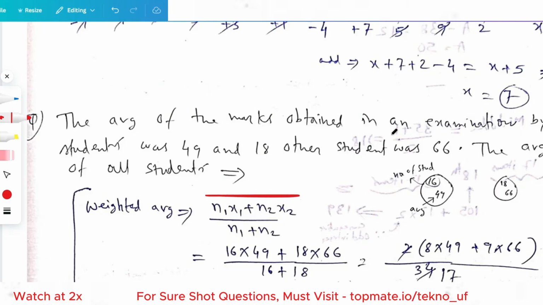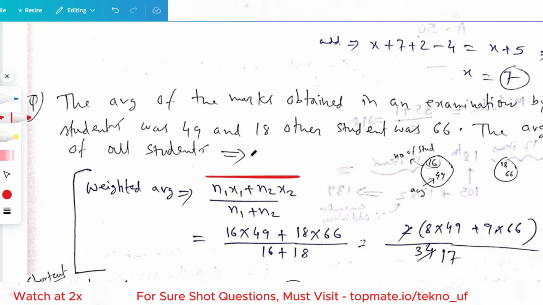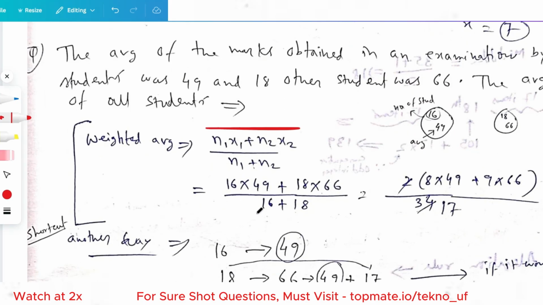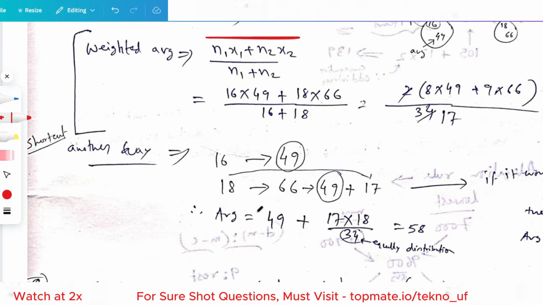So here, as you can see, this is a weighted average, right? The average of the marks obtained in an examination by 16 students. So this is a group number of people, right? So n1 is 16, x1 is 49, and 18 other students was 66. So 18 is n2, and 66 is x2. You can calculate the average marks of all students using this formula, n1 x1 plus n2 x2 by n1 plus n2. Okay, but the shortcut trick is, let me just show that.